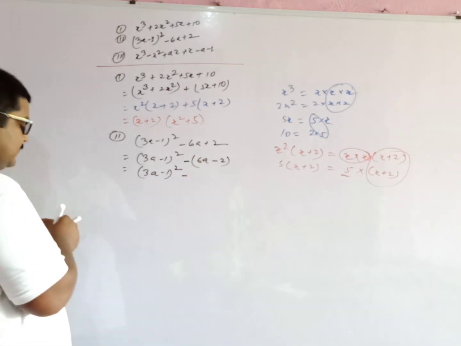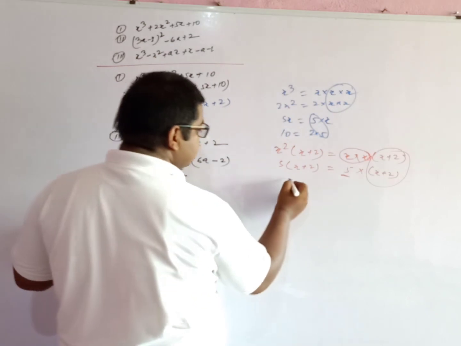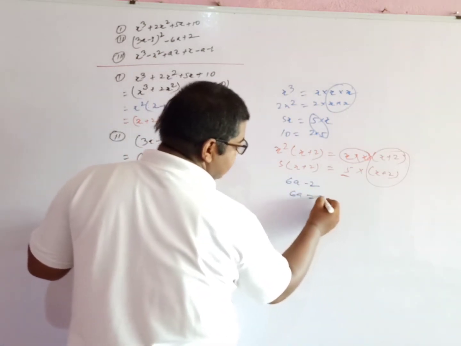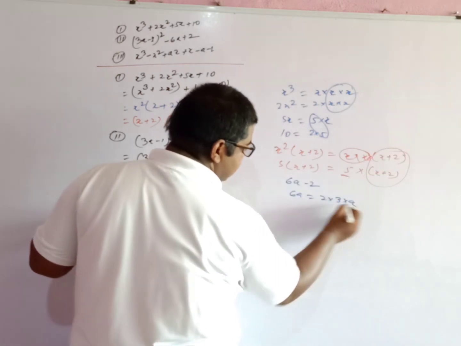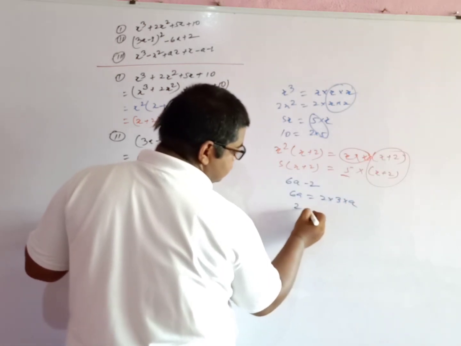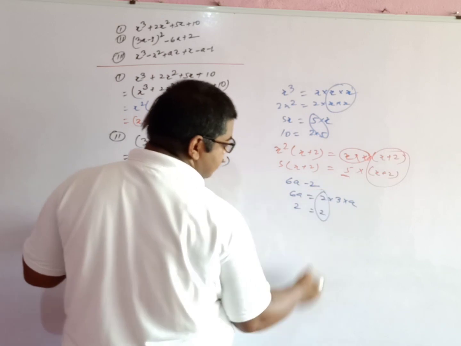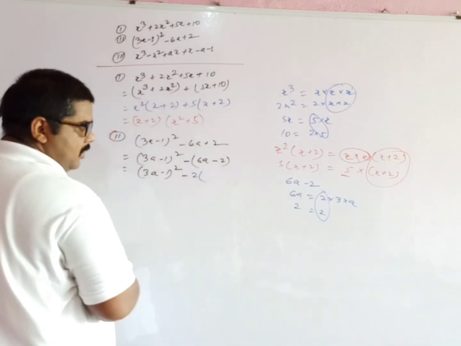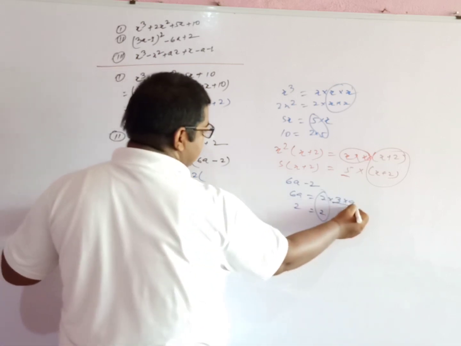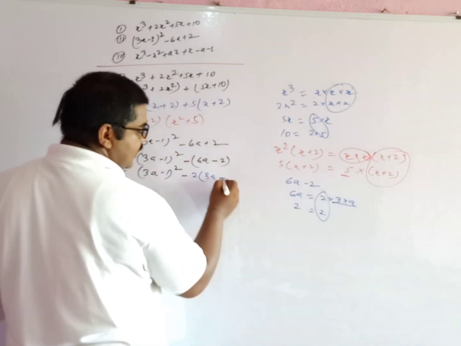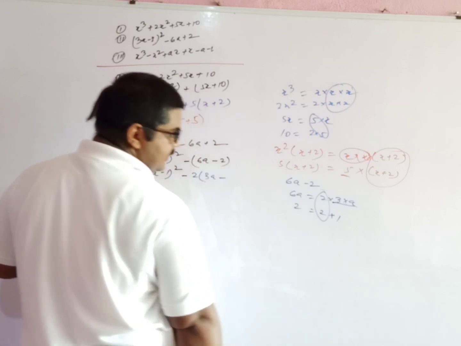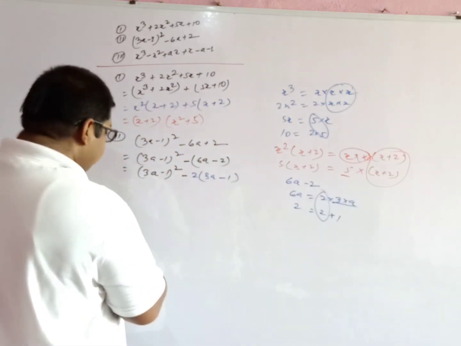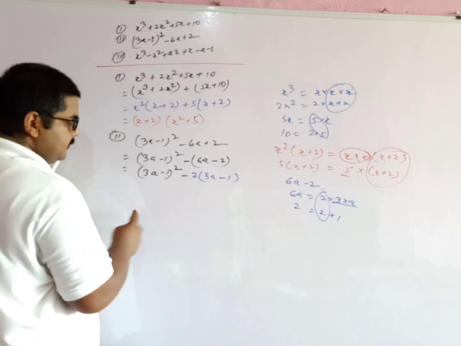And what can you take common in these two terms? 6a minus 2. So 6a means 2 into 3 into a, and 2 is already 2. What is common? Actually 2 is common. So you may take 2 as common. And what is left in the first case? 3a, and in the second nothing else. Nothing means 1.